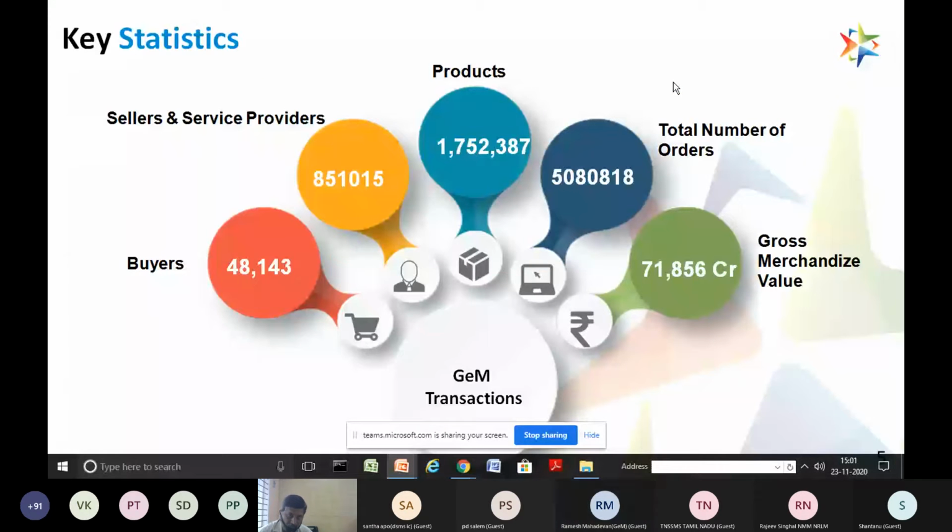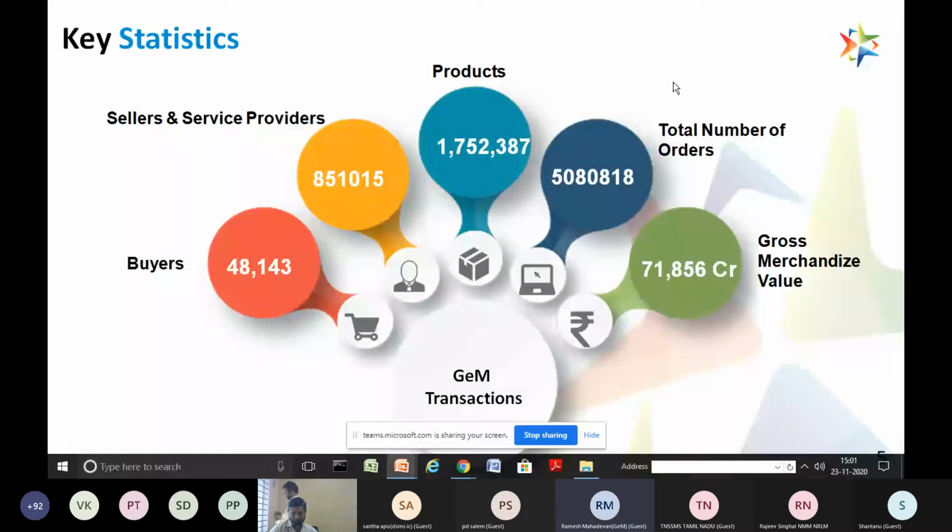Currently, as we speak, 71,856 crores is the worth of transactions that has happened on GeM. And the kind of transaction the government is looking at is around 4.5 lakh crores to 5 lakh crores, which does not include the works part of it, but includes the products and services alone. That is the kind of market GeM is targeting now. Close to 50 lakh orders have already been processed, around 8.5 lakh sellers and service providers have been onboarded, and close to 17.5 lakh products have been uploaded on this portal.